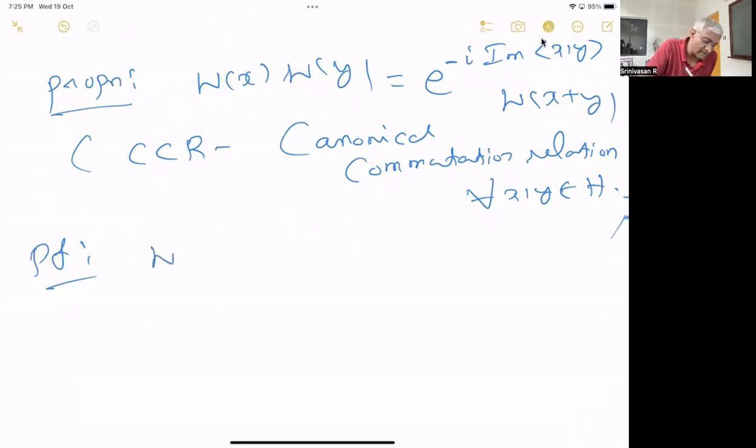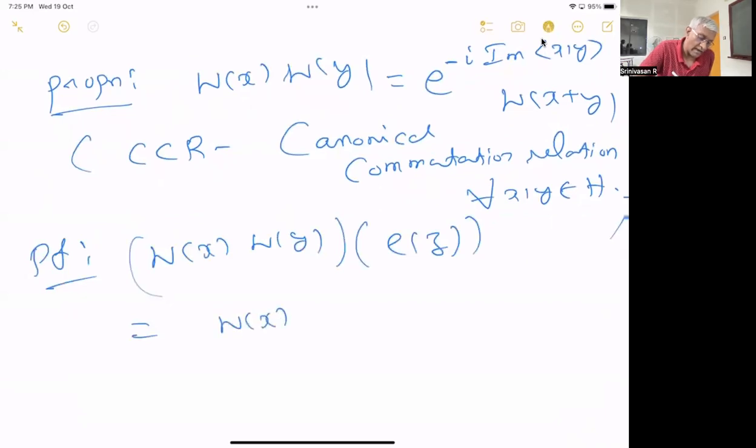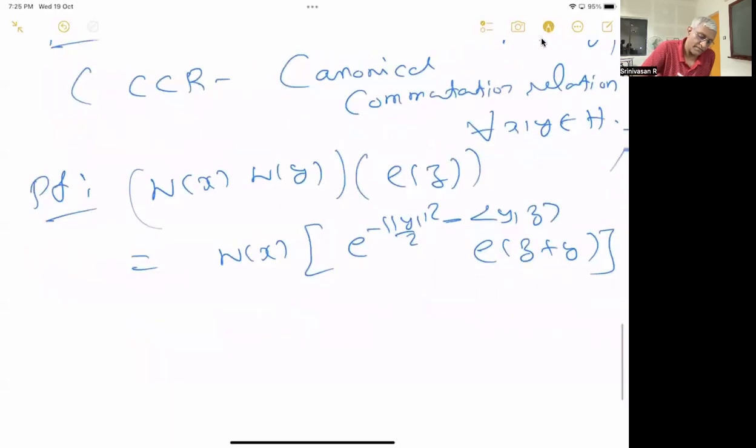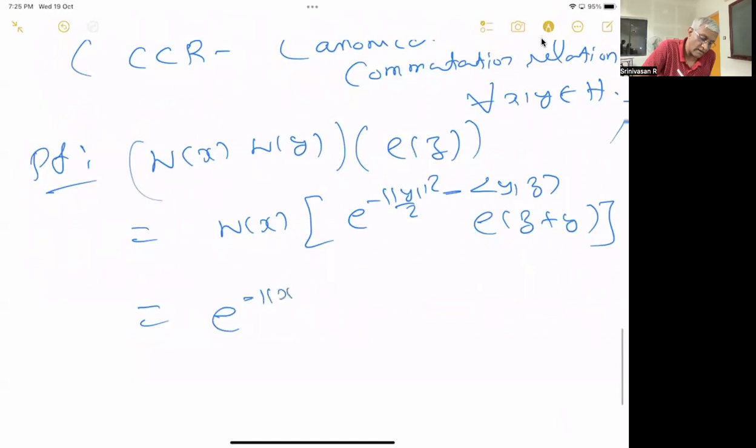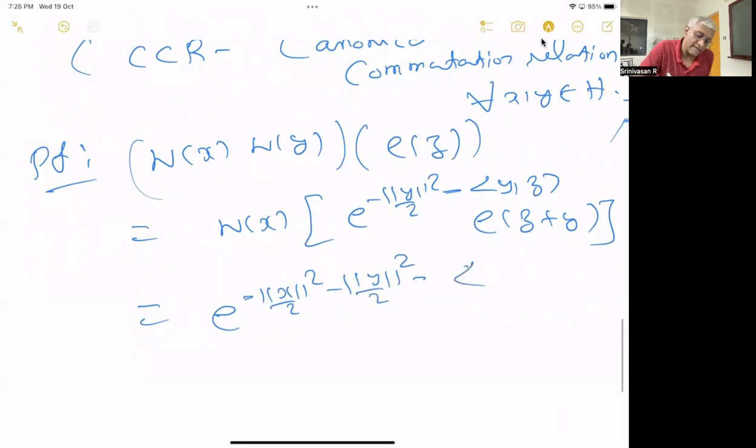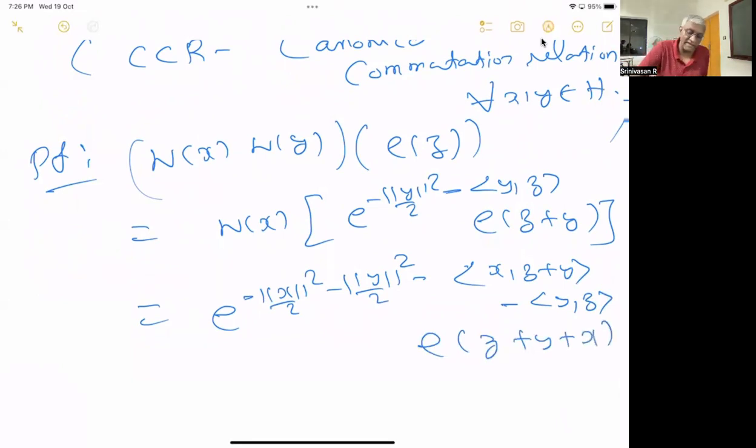So let us verify what is W of x times W of y on any E of z, which is equal to W of x acting on e power minus norm y square by 2 minus y z, e of z plus y. That is equal to e power minus norm x square by 2 minus norm y square by 2 minus x times z plus y, minus yz, then e of z plus y plus x. I have just applied the definition successively.